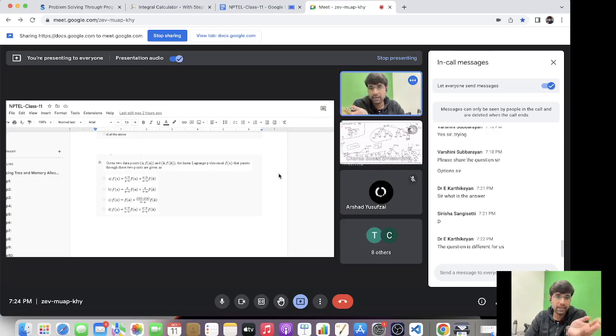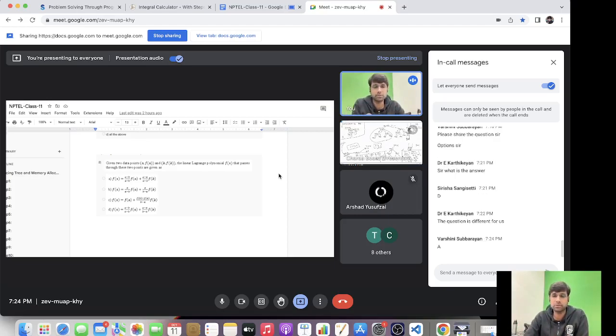Given two data points, x naught and f of x naught, x1 and f of x1, the Lagrangian polynomial that passes through these two points is what? We have discussed this for more than 20 minutes. I think you should be able to answer this question. Varshini is saying it's A. Cool. Chandu is saying it's D.